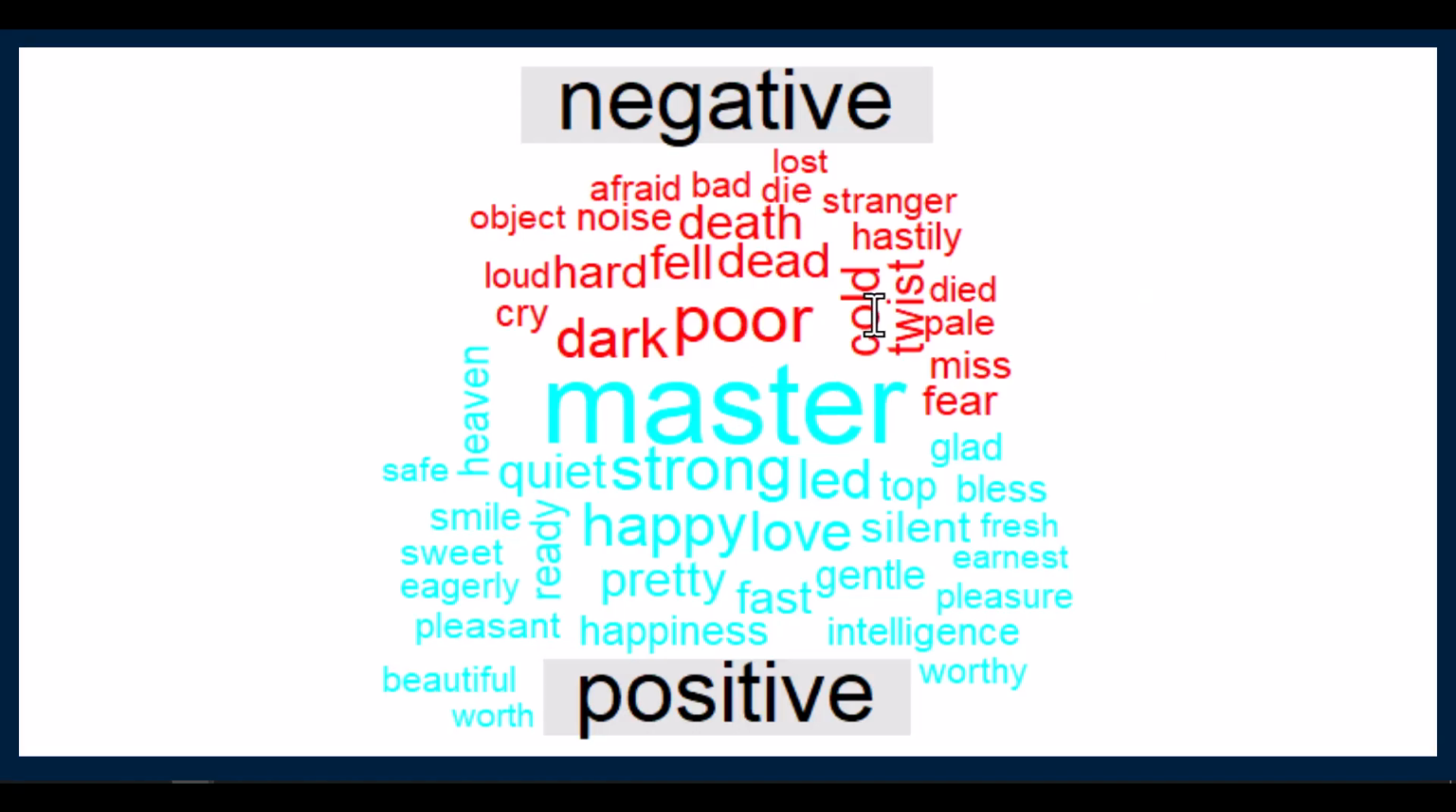As you can see on the screen, this is our word cloud. You can see our positive words in cyan and our negative words in red, and as we have already seen earlier on, poor is the highly occurring negative word and master is the highly occurring positive word. So this is another way of visualizing your sentiment analysis using the word cloud. That is all for analyzing our book Oliver Twist.